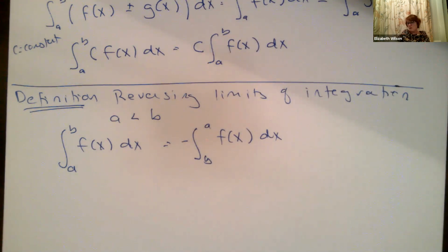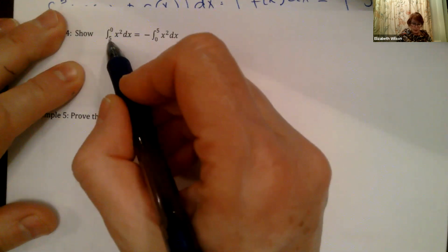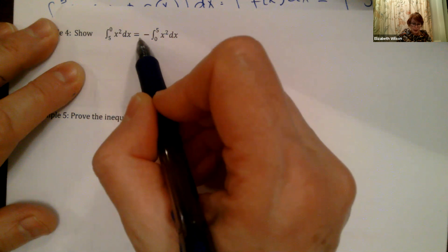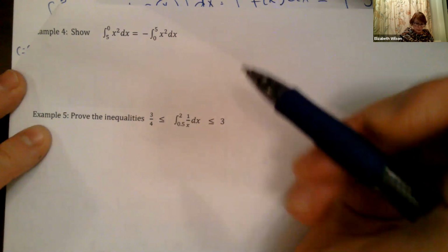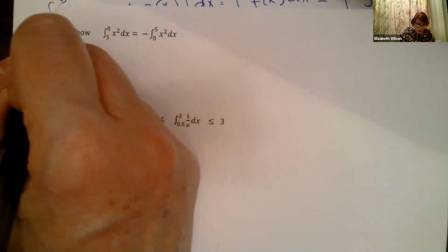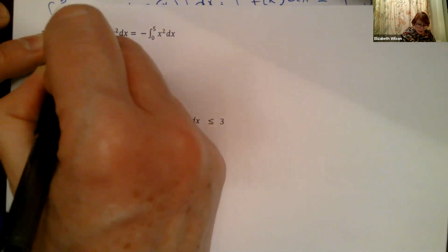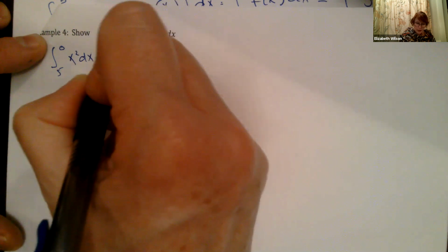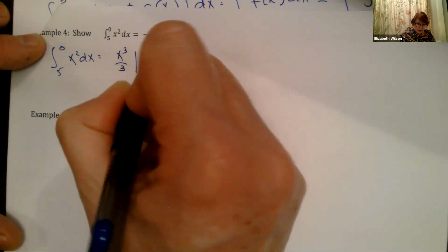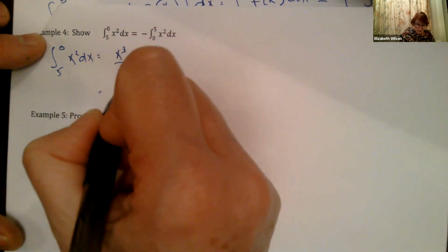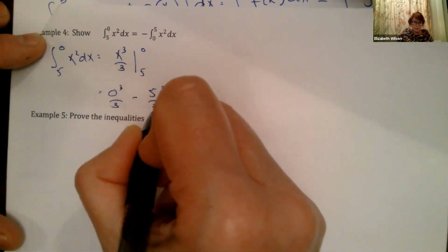So example 4 says, let's show that the integral from 5 to 0 of x squared dx equals minus the integral from 0 to 5 of x squared. Let's go ahead and do that. If I integrate from 5 to 0, x squared dx, remember the power rule, so it's x cubed over 3, evaluated from 5 to 0. That's equal to 0 cubed over 3 minus 5 cubed over 3.